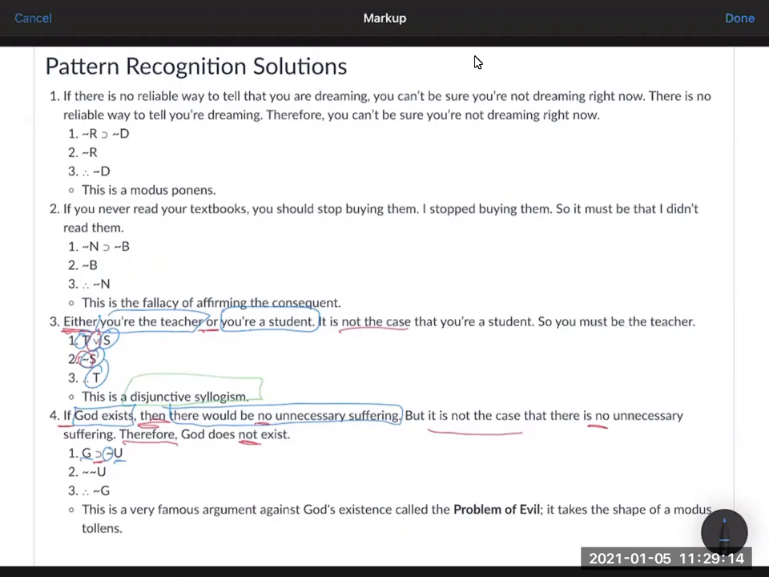So that's premise 1. Premise 2, it's basically saying it's not the case that there is no unnecessary suffering. So if that means there's unnecessary suffering, and that says it's not the case that there is no unnecessary suffering. I know that seems redundant, but we have to translate the logical indicator words into the appropriate operators. So, okay. And then, of course, at the end, we have, it is not the case that God exists, right? So God does not exist. Not the case that God exists.